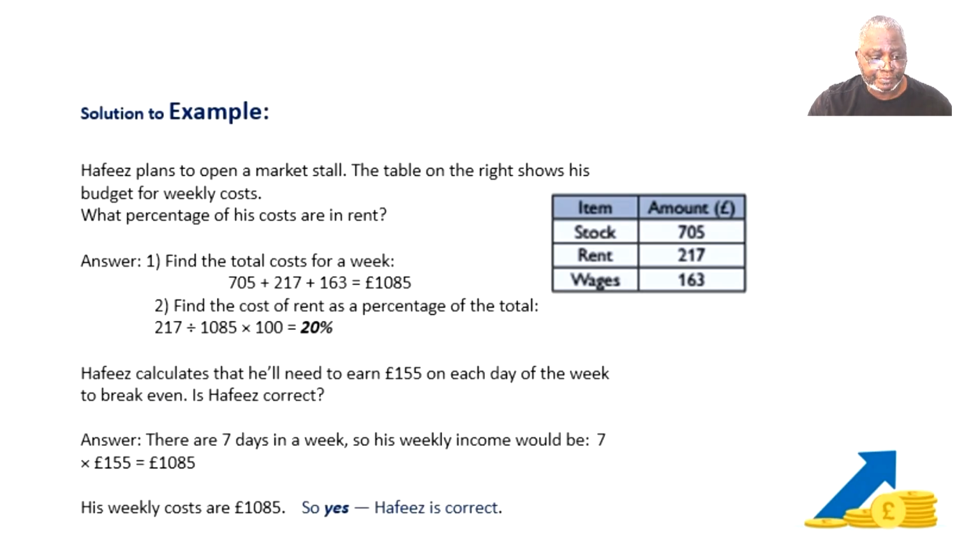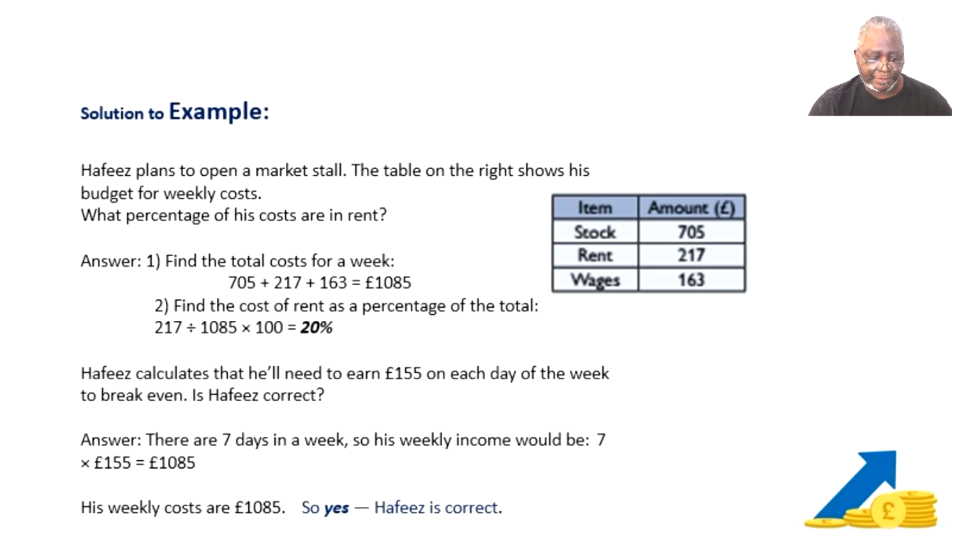And here's the solution. Answer 1. Find the total cost for a week, which is, you add all the items together, 705 plus 217 plus 163, which is equal to £1,085. Find the cost of rent as a percentage of the total. You have your rent, £217 divided by 1,085 times 100, which is equal to 20%, and then you find 20%.